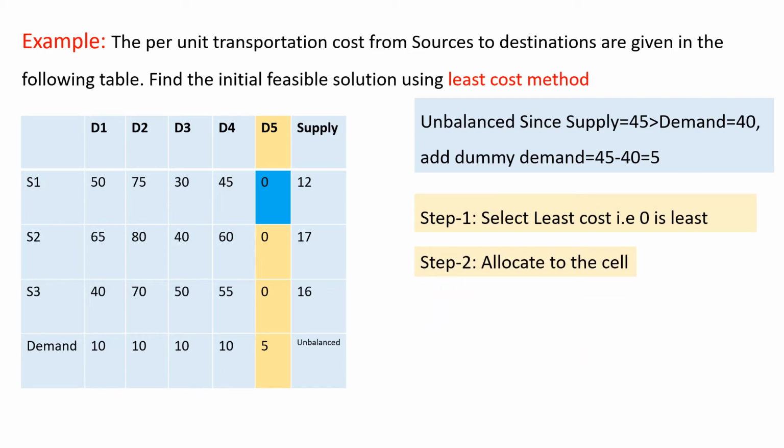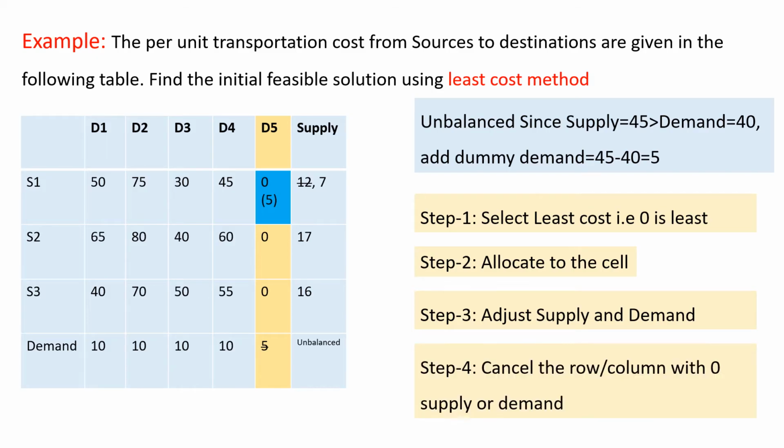We have to allocate to this cell. There is 5 and there is 12. We have to allocate 5, and we have to adjust the supply and demand. So 5 here will be cancelled, and from 12 we subtract 5, and here it remains 7. Then after, we have to cancel out the row or column having 0 supply or demand. So we have to cancel D5 column because there is no demand.